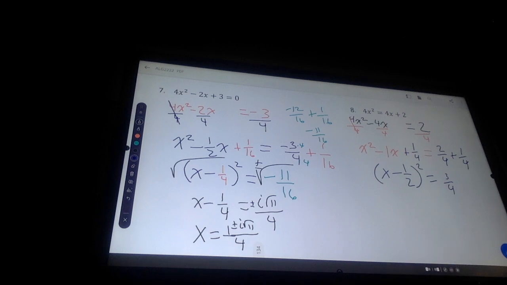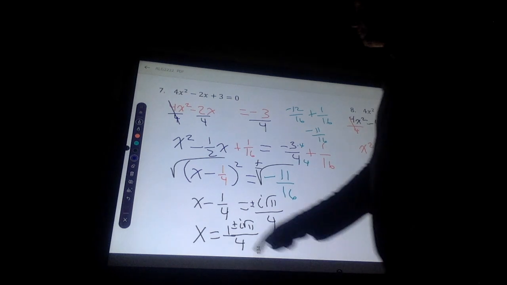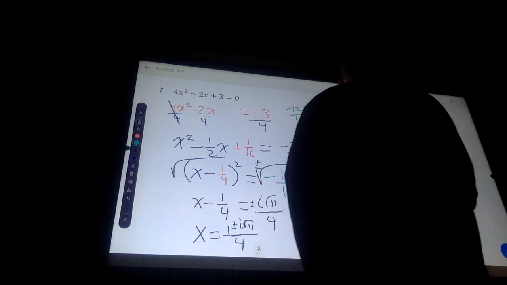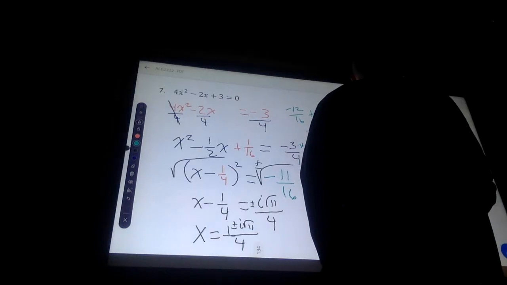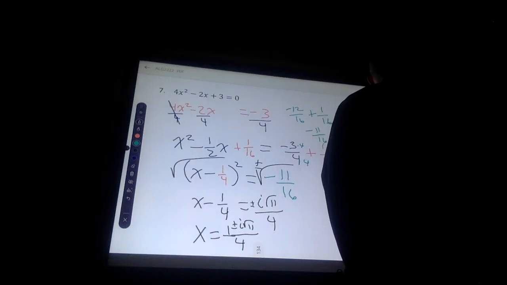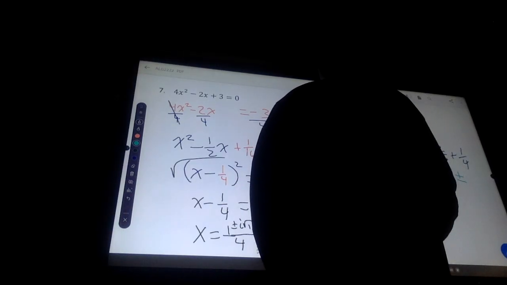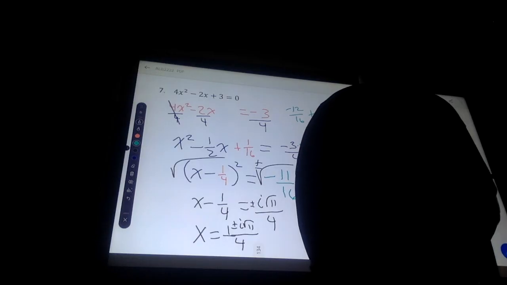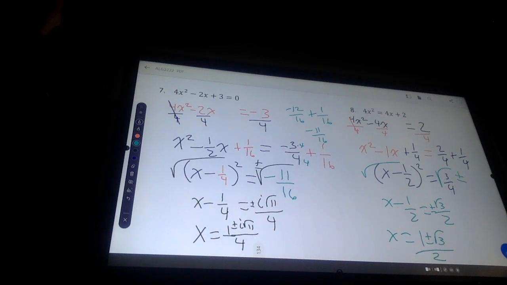Root. Don't forget plus minus. X minus half equals root 3 over 2 plus or minus. And add 1/2 to both sides, so put it over one fraction if you would like. That's our answer. The reason I could put it over one fraction is the denominators were the same. Oh, this stuff is nice.